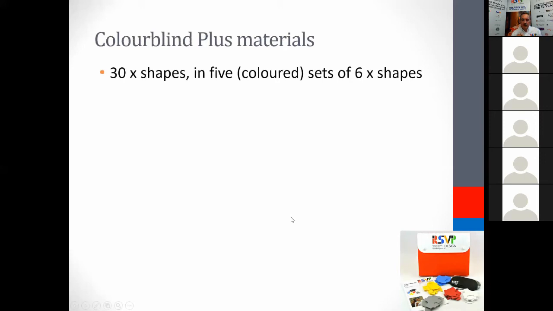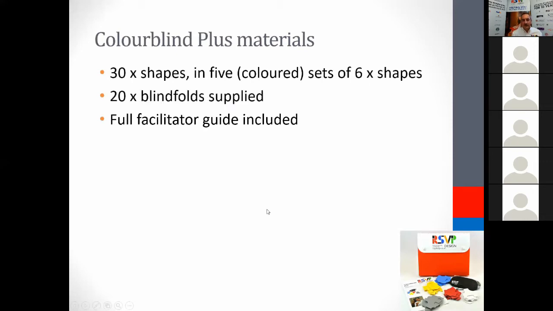So let me describe what you get in Colourblind Plus. You might notice the little box on the bottom right, again, this time shows a red box. However, again, it shows 30 shapes and 5 coloured sets of 6 shapes, 20 blindfolds and a full facilitator guide.